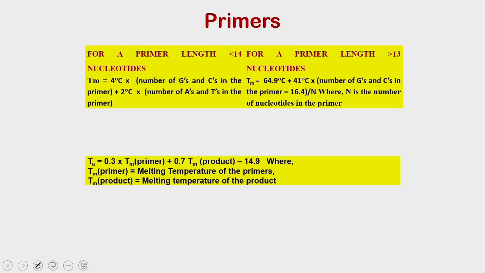For calculating the TM values, you have two formulas. You have the formula when the primer is less than 14 nucleotides. For the TM, you take 4 into the number of G and C in the primer plus 2 into the number of A and T in the primer, and that will give you the TM value. Similarly, if it is more than 13 nucleotides, then the TM is 64.9 plus 41 degrees Celsius into the number of GCs in the primer minus 16.4, divided by N, where N is the number of nucleotides present in the primer. This is the formula for calculating the annealing temperature, and the annealing temperature is directly or indirectly connected to the melting temperature of that particular primer.